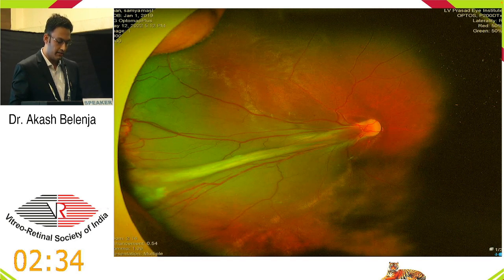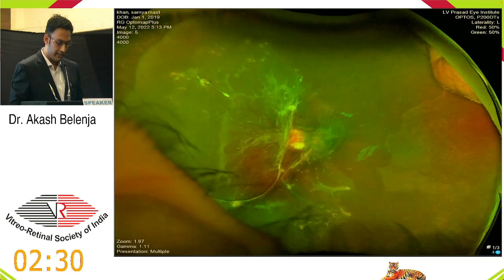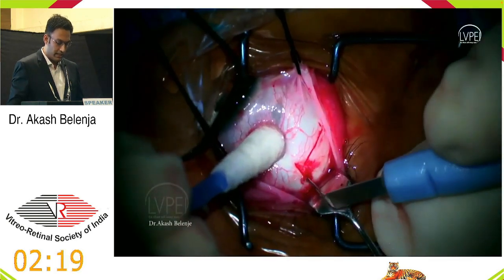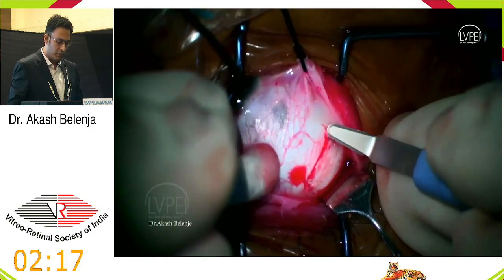She presented with this kind of a picture, a wide-field image showing a complex retinal detachment with a fold running from the disc to the periphery with the SRF seen temporally in the right eye. The left eye was something like this, where there is a fibrous proliferation which you see here, FVP, and an avascular peripheral retina. So for the complex detachment, what I planned was to tackle the complex vector forces.